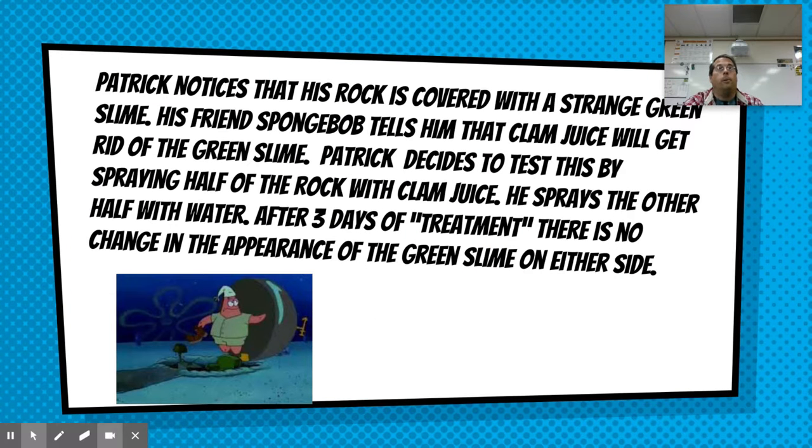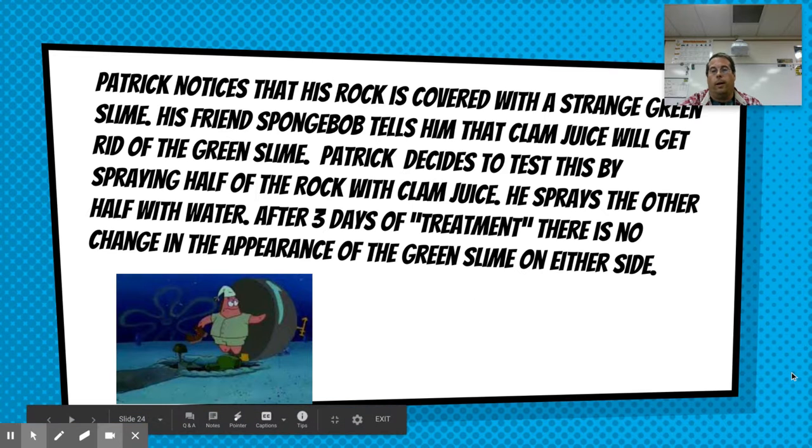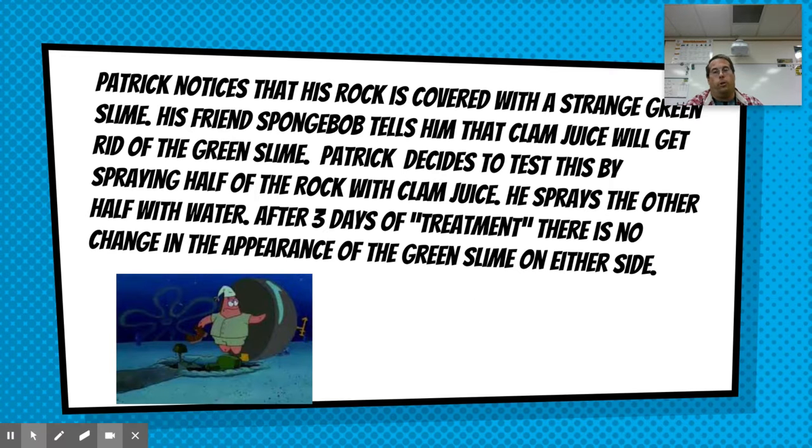Now, there will also be a scenario that you'll have to solve in the test, kind of like the pet controls and variable sheet. We'll go through this quickly. So Patrick notices that his rock is covered with a strange green slime. His friend SpongeBob tells him that clam juice will get rid of the green slime. Patrick decides to test this by spraying half the rock with clam juice. He sprays the other half with water. After 3 days of treatment, there is no change in the appearance of green slime on either side.